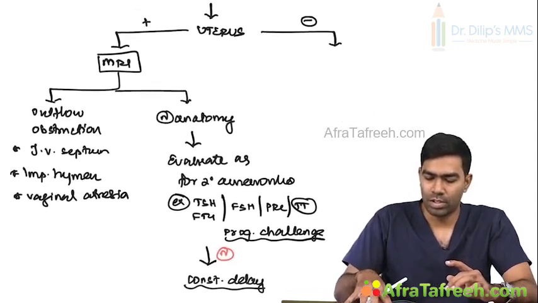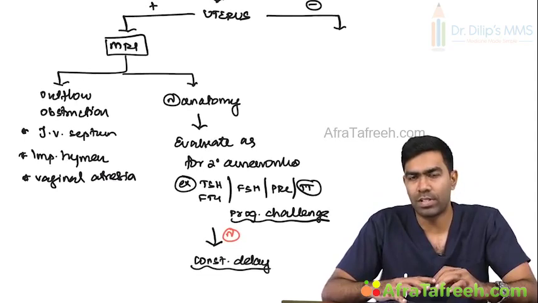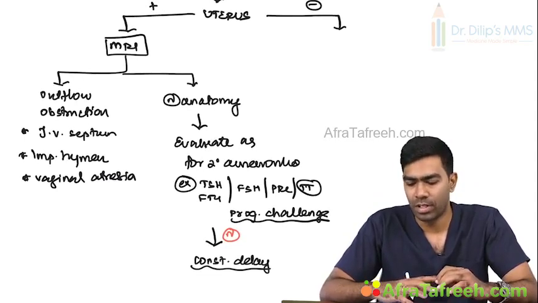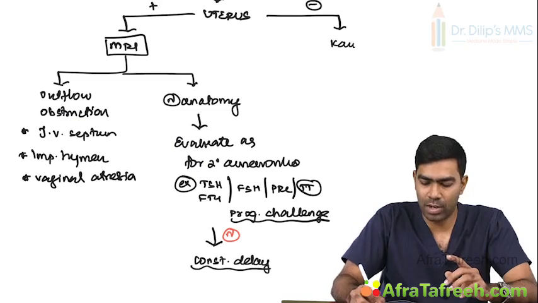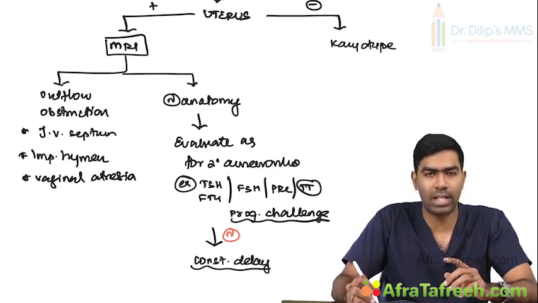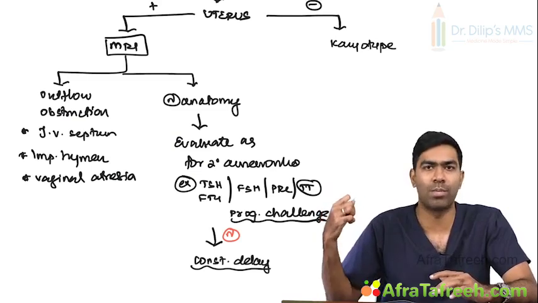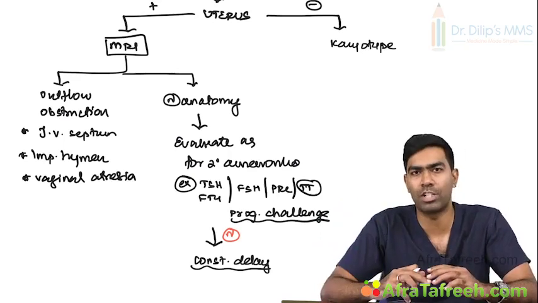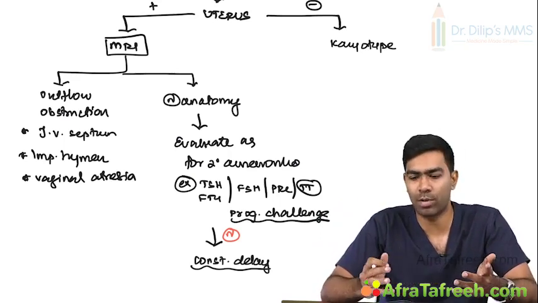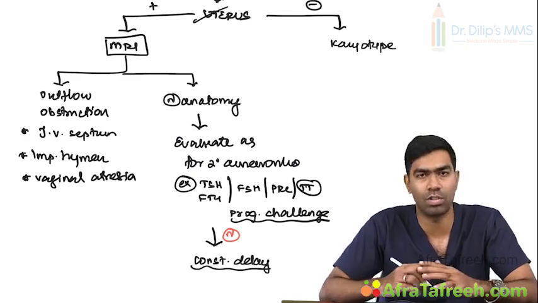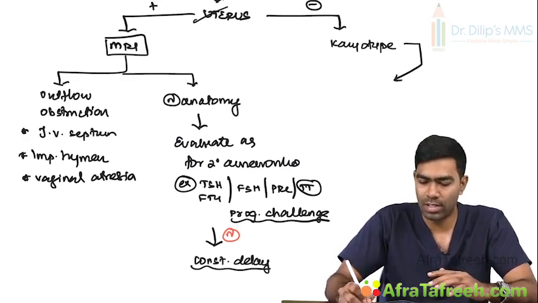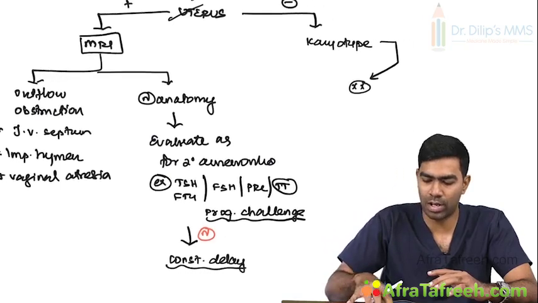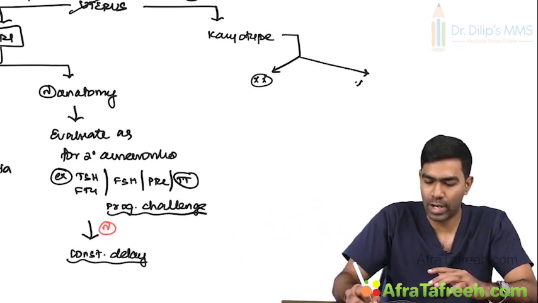Clear? So, suppose the uterus is not there, which means the Mullerian structures are not there. So, in this condition, it's better to see the karyotype, because there could be a testis producing anti-Mullerian hormone, and because they are males, they are not able to menstruate, and because the testis is producing anti-Mullerian hormone, you don't see the uterus. Possible. So see the karyotype, see whether it's an XX karyotype or an XY karyotype.